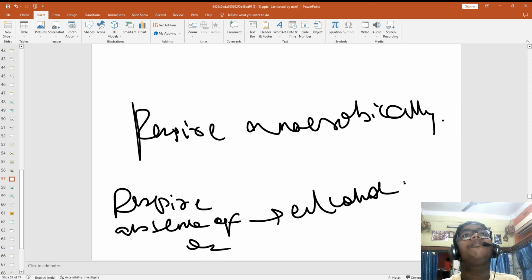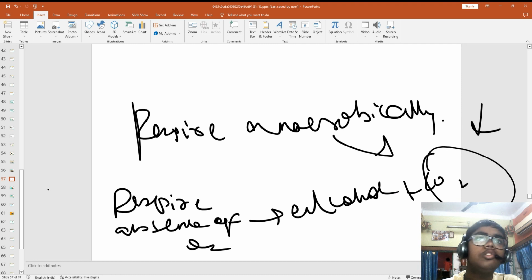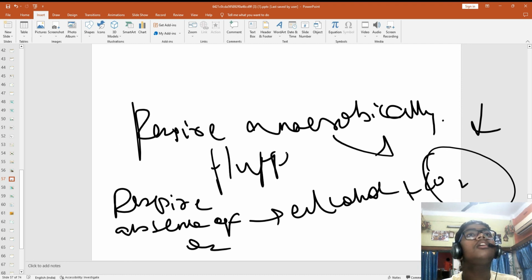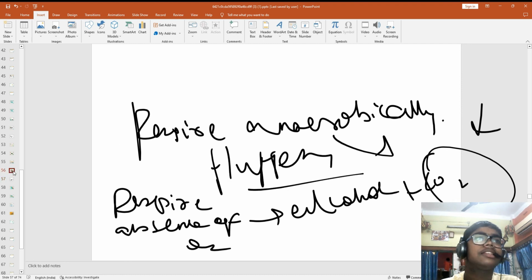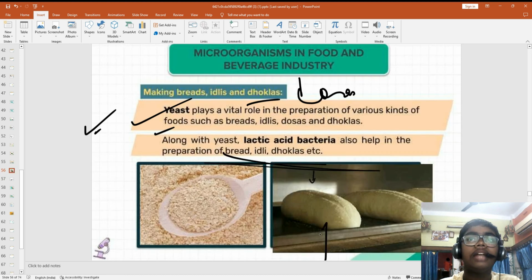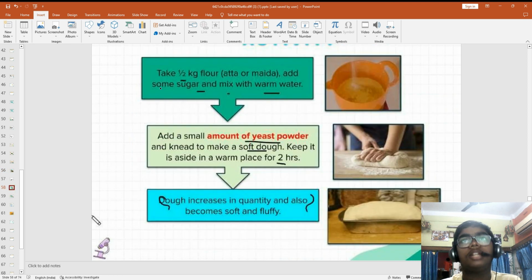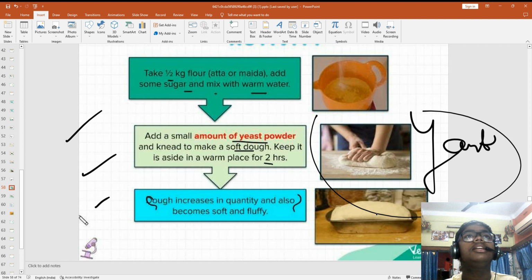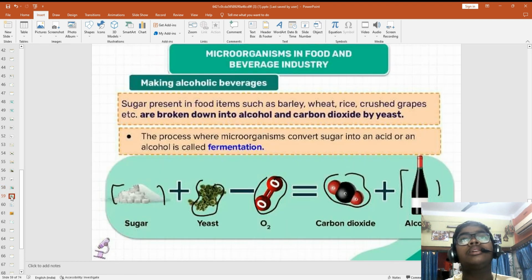Alcohol plus CO2. This CO2 fluffens or softens the dough and makes it fluffy. The dough rises up. Lactic acid bacteria also support it. Understand? When we are making a dough, yeast powder is added. Then at night it is kept in a moist environment, then it is growing and producing them.